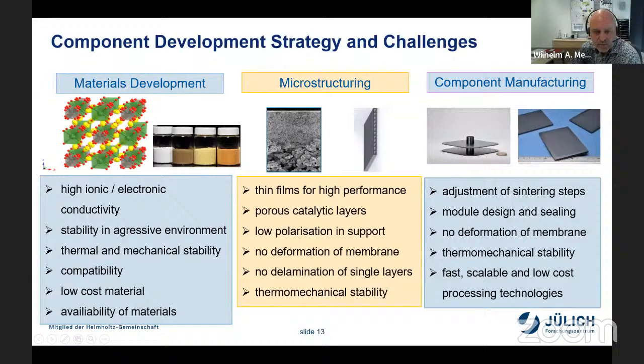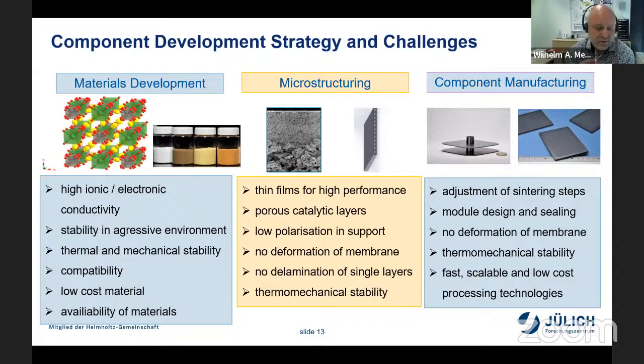Now, how we produce or manufacture these membranes, and which material is the best one. So there is no best material, because before you start the material selection, you have to look in which environment, that means in which application, you want to operate the membrane. And then you need some properties, you need a high ionic and electronic conductivity. You have to be stable in the aggressive environment of your membrane reactor on both sides. And the materials must be adjusted to each other. That means they need a thermal and mechanical stability in the complete arrangement. They must be compatible and it should also be a low cost material.